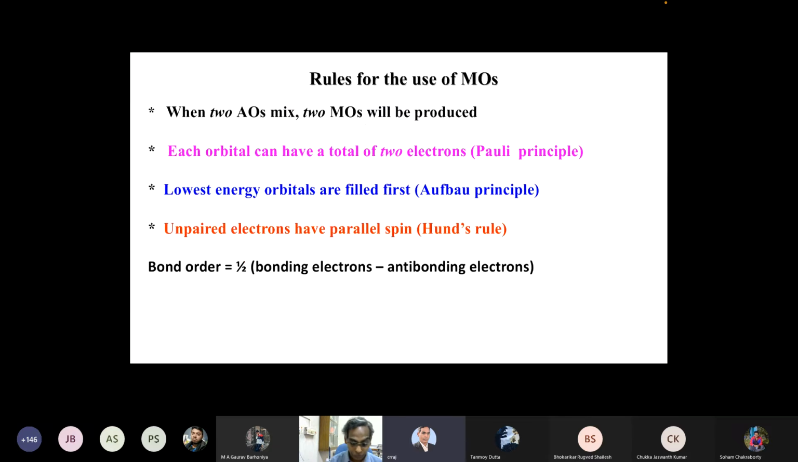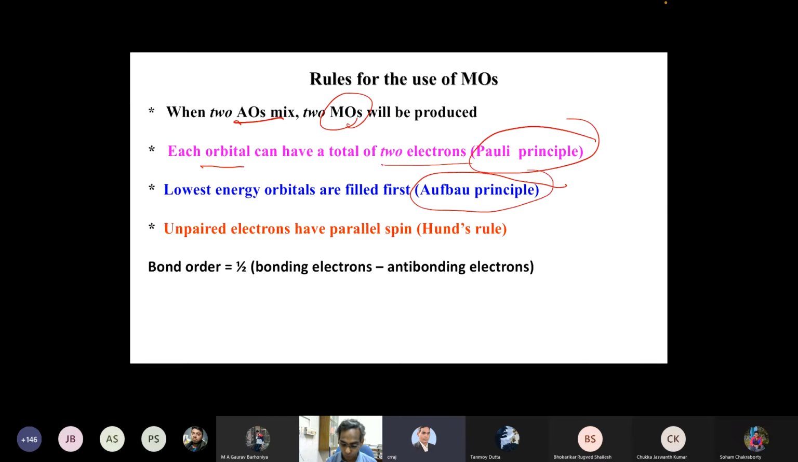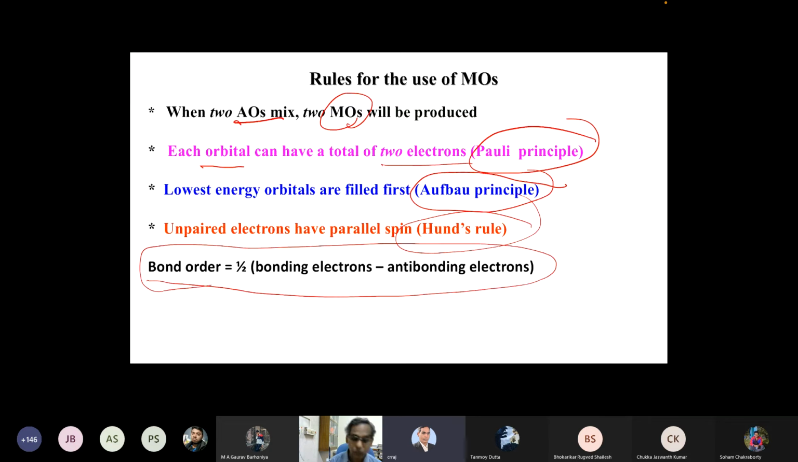Okay. Now, when two atomic orbitals mix, you get two molecular orbitals. Each orbital can have two electrons. That's what we know. I think we don't need to explain further. And then we also know the Aufbau principle, Hund's rule, that you also know. This is also very familiar. You already studied it in your JEE.